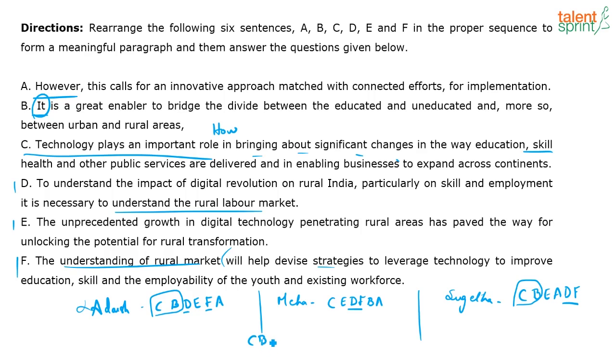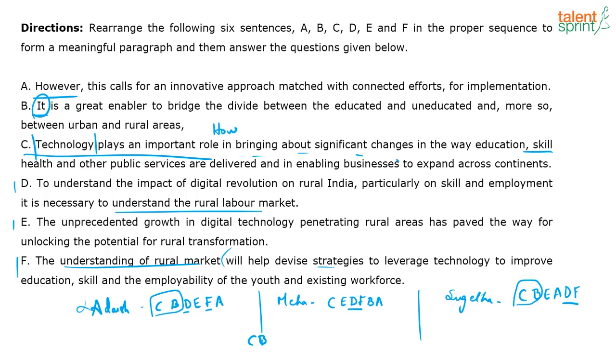B has answered the question: how does technology play an important role? It is a great enabler to bridge the divide between the educated and uneducated, and more so between urban and rural areas. Perfect. Super. Now comes the problem. What sort of a question can I ask? We're still talking about technology. Technology plays an important role. Technology is a great enabler to bridge the divide between. So is there any other sentence which is highlighting what else technology does? What else is technology doing? We know that technology is playing an important role. How is it playing an important role?